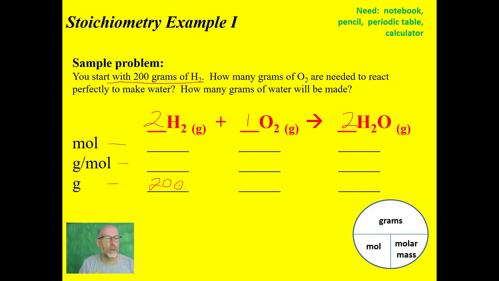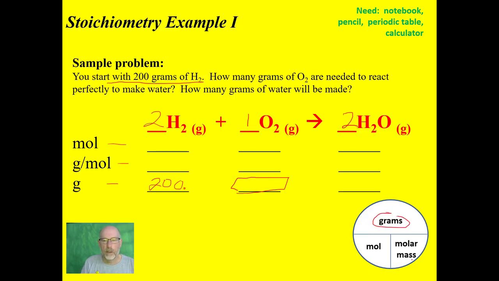Let's go with 3 sig figs, 200 grams. Let's figure out how much oxygen you have to go and get to make this reaction proceed perfectly. As you're running this problem, keep your eyes on the prize. This is what we want to get right here. How many grams of oxygen? So to get that, we can use this equation down in the bottom right-hand corner.